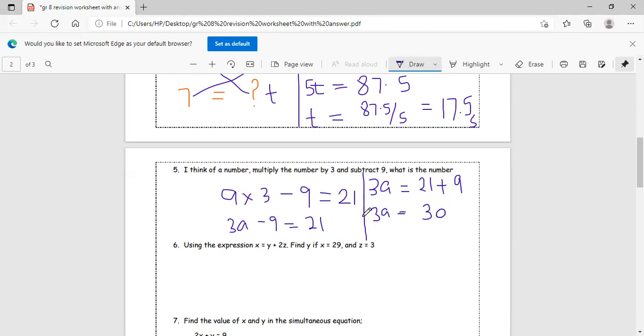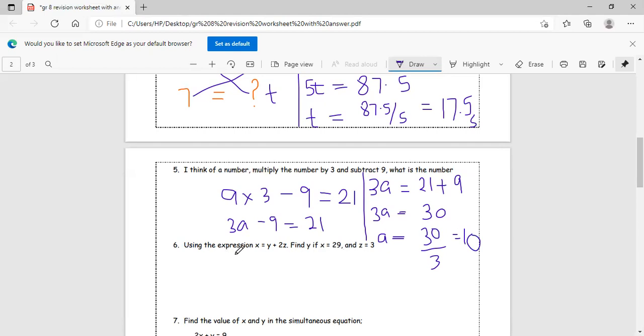So for me to remove 3 from this place, I have to divide by 3. So A will be equal to 30 divided by 3, and that is 10. You can see how simple this is. So you don't have to be afraid. Just make sure you practice, and you'll find it very easy and interesting. So let's go to question number 6.